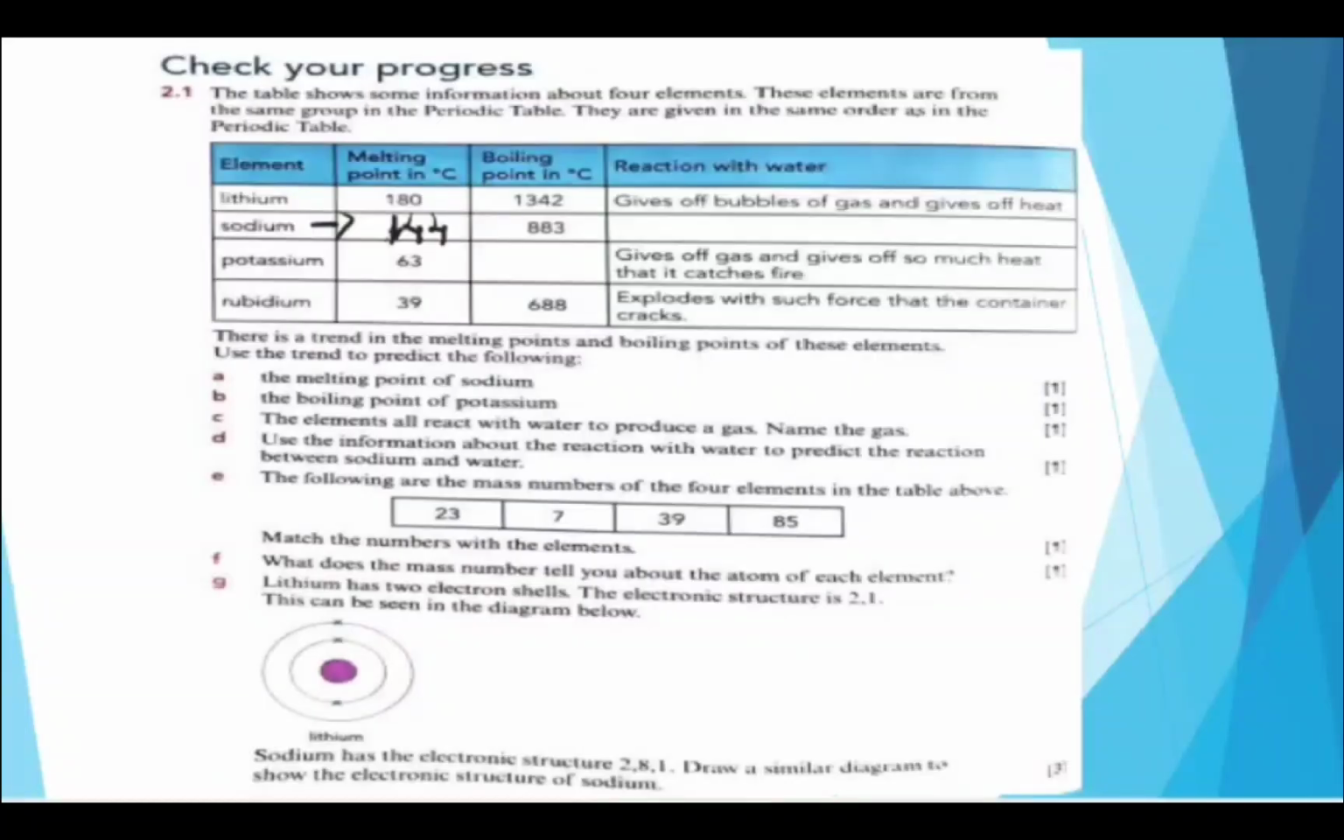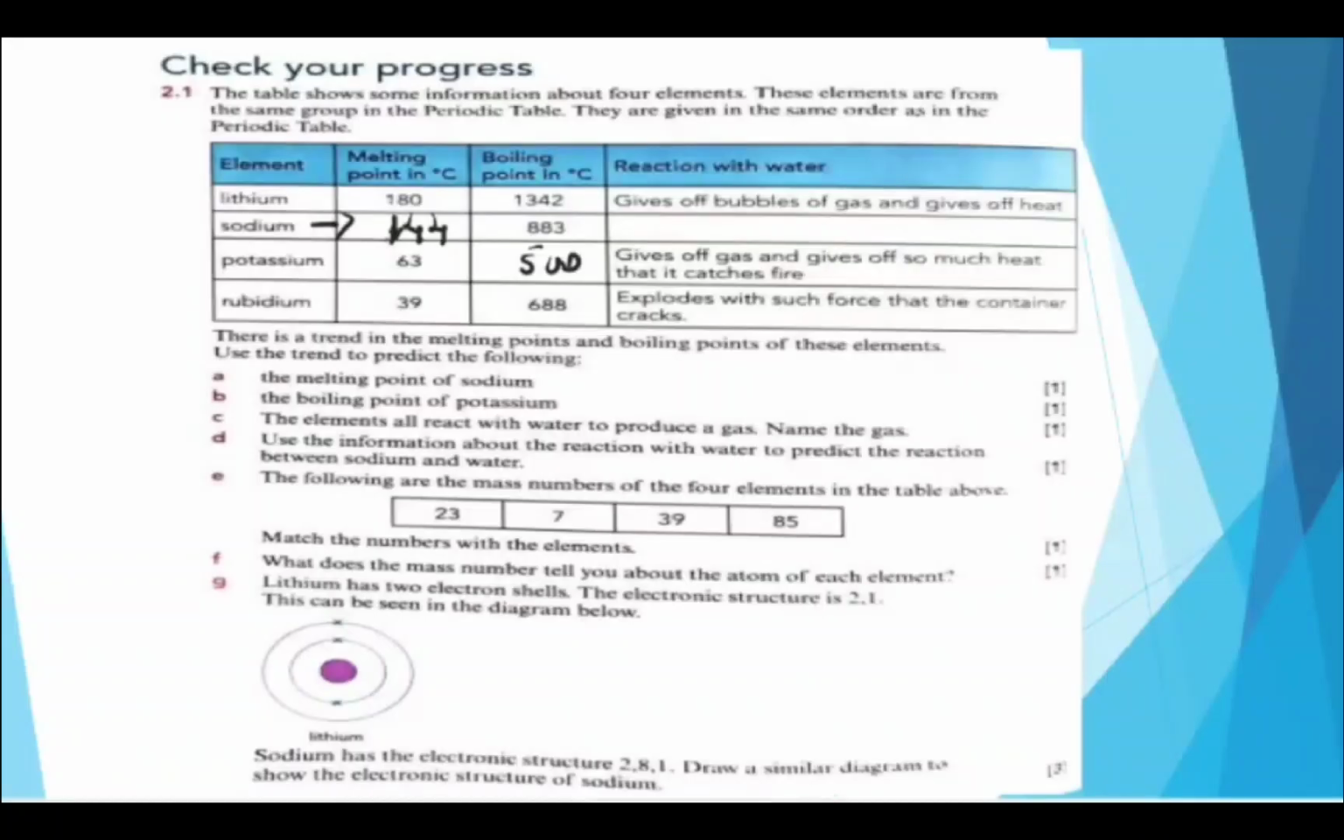Okay, then. The boiling point of potassium. So, it has to be between 883 and 688. Okay, can I somewhere write 500? Simple assumptions may or may not be accurate, but it's just a prediction.